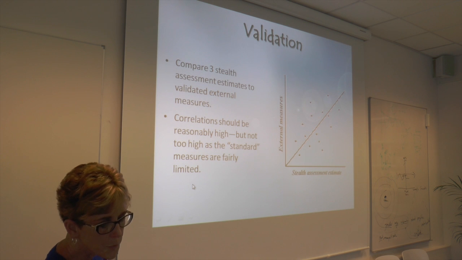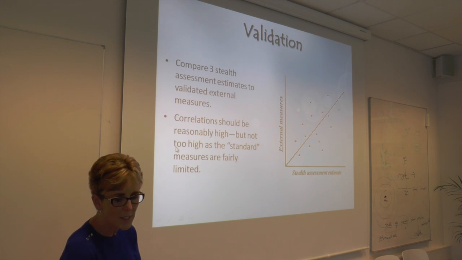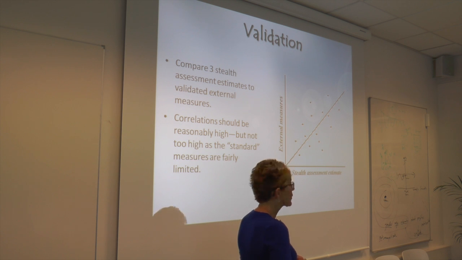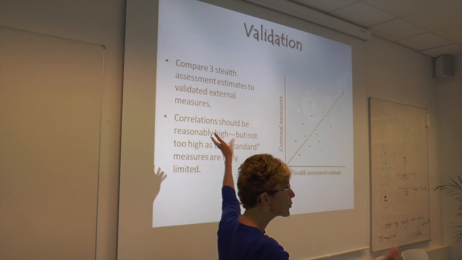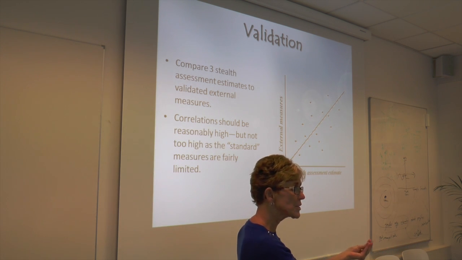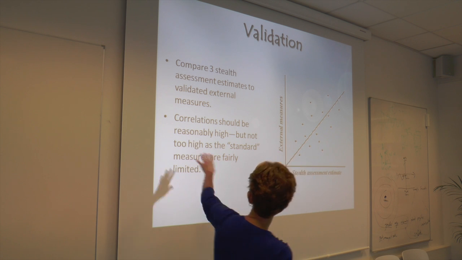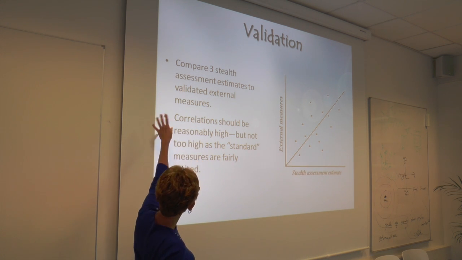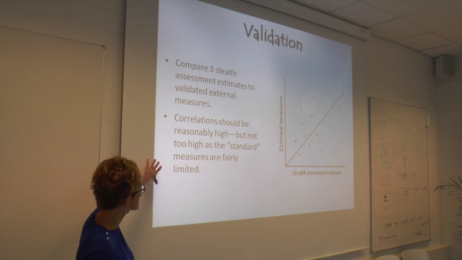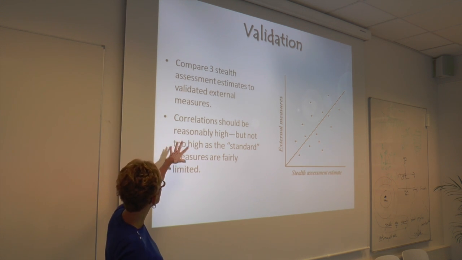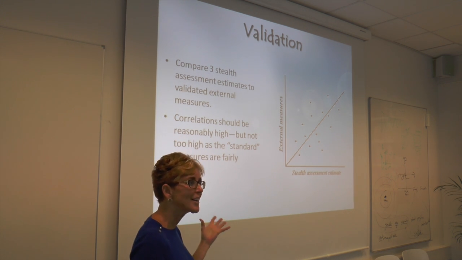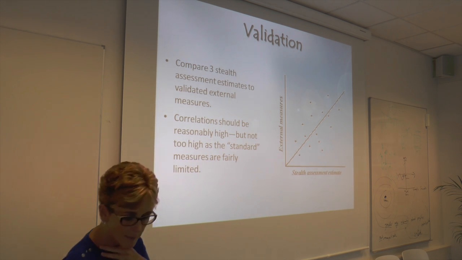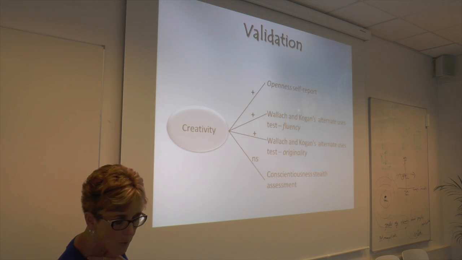I'm going to blow through the validity part of the story to get to the results. Basically, what we were looking at was, do our three stealth assessment measures that are operating within the game have any basis in reality? Do they correlate with any of these external measures? We expected the correlations to be reasonably high, but not too high because of all the flaws and limitations of some of the external measures.